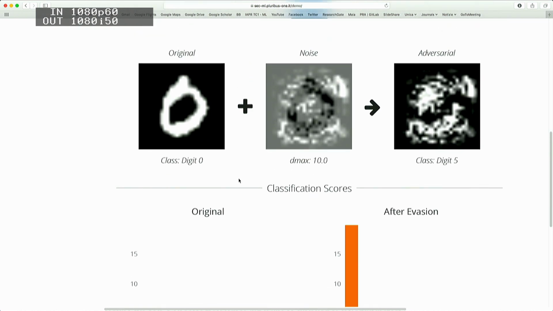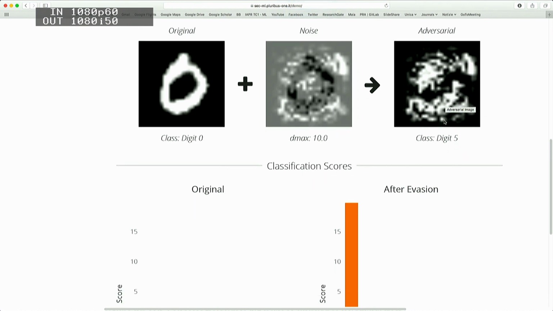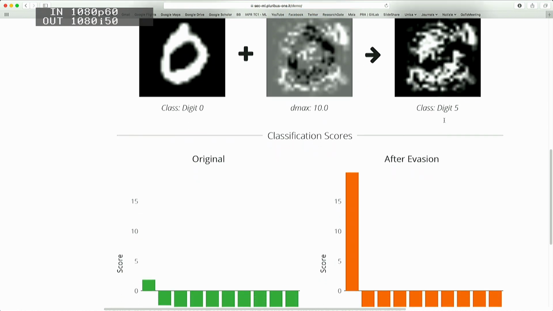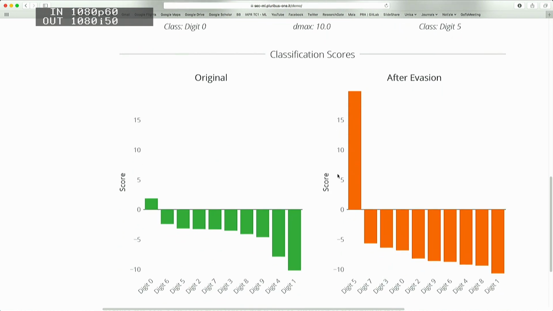So first of all, you see that now the image of the 0 has been completely destroyed. So this is, for us, almost a completely random image, right? But for the classifier, this is really a 5 with a very high confidence. Okay, so the classifier is very confident that this is an image of a 5. And you can see that these were the original scores. As you can see at the beginning, the 0 was classified correctly, because 0 is the class which has the highest support, the highest confidence from the classifier. And after the perturbation, you see that the classifier believes it is a 5 with a very high score.